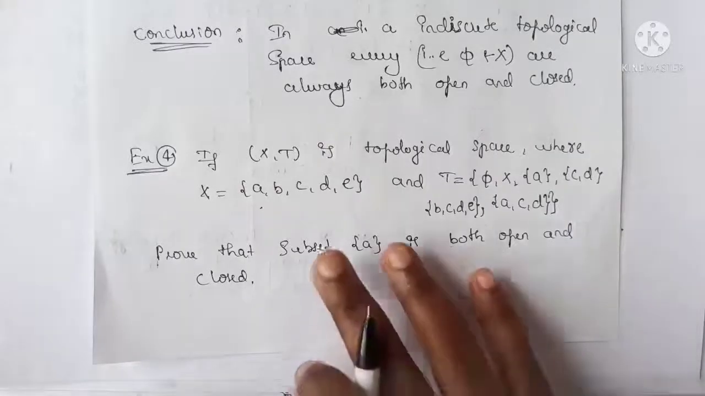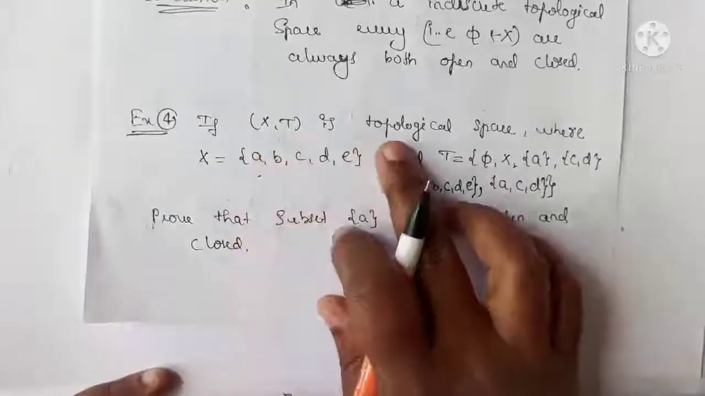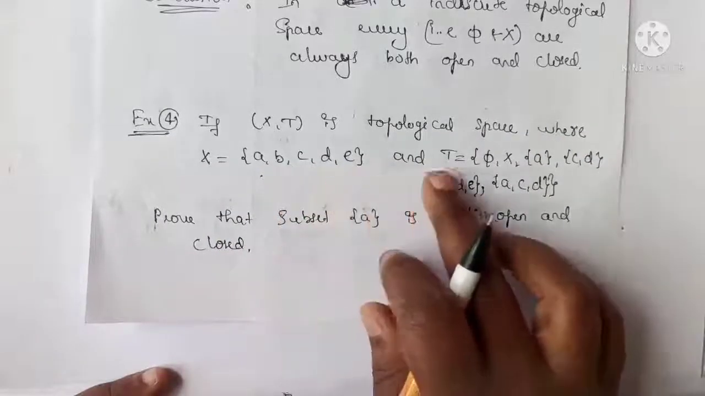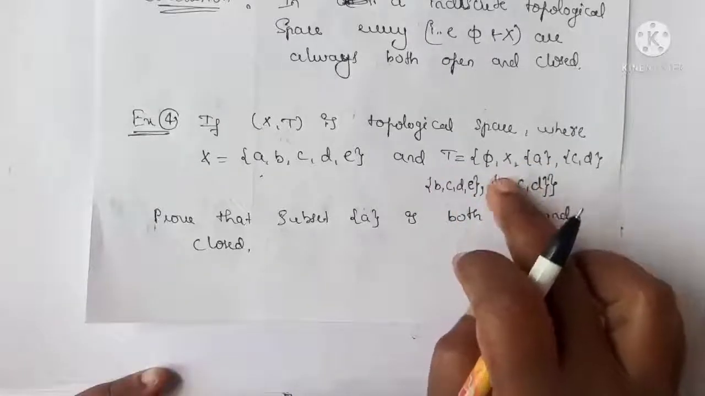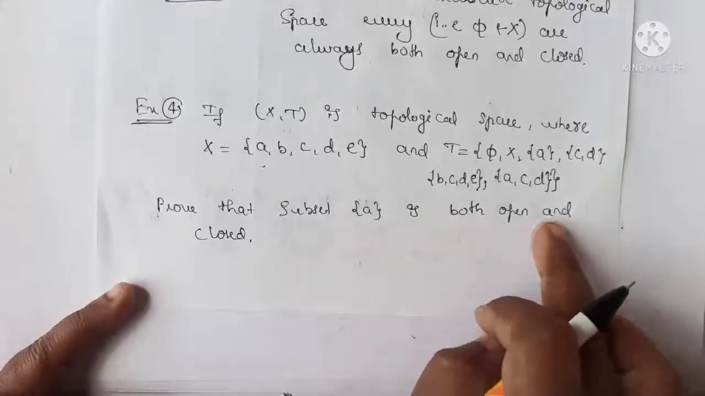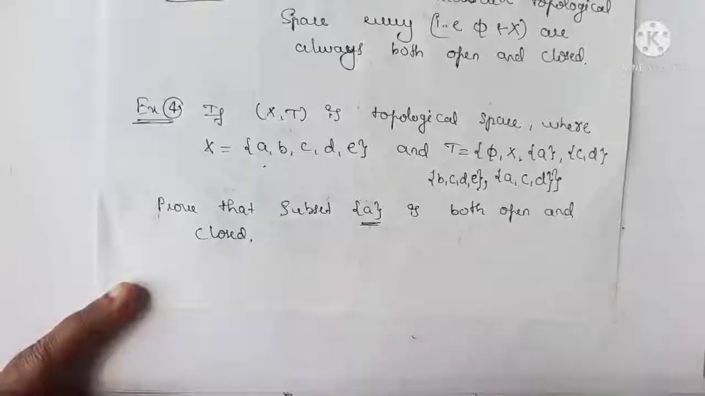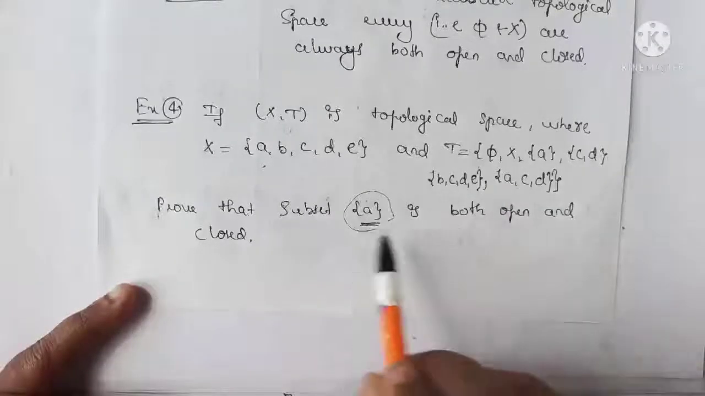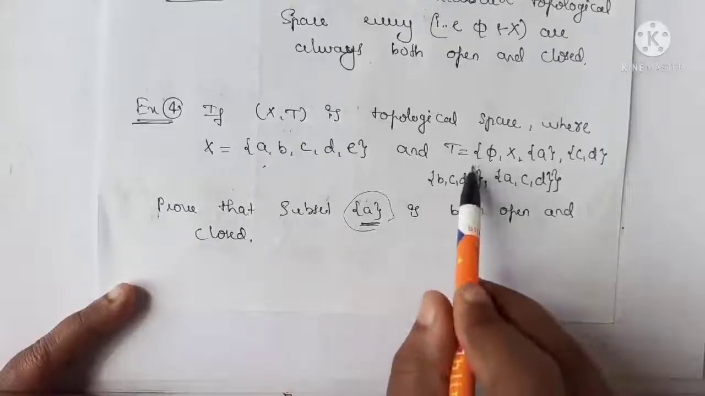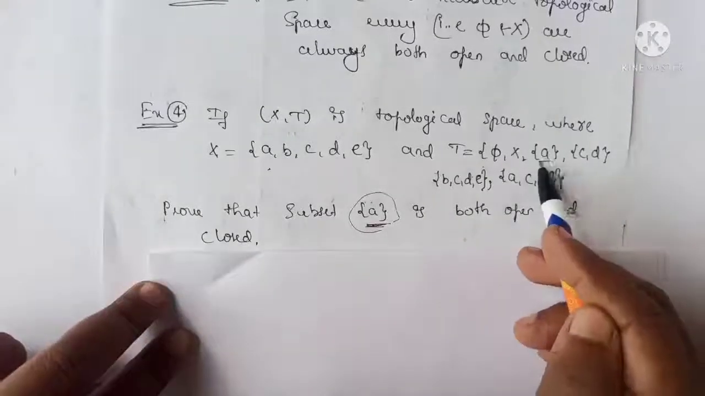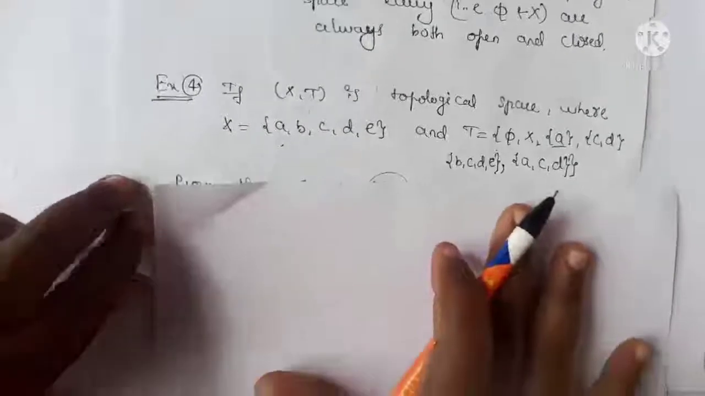Next we have another example here. If (X, T) is a topological space where X is equal to {a, b, c, d, e} and T consists of all these subsets, then prove that subset A is both open and closed. So we have to show that this is open and closed. For that we have to show that this belongs to topology T and its complement belongs to the same topology T. As you can observe, it belongs to the topology, therefore it is open.